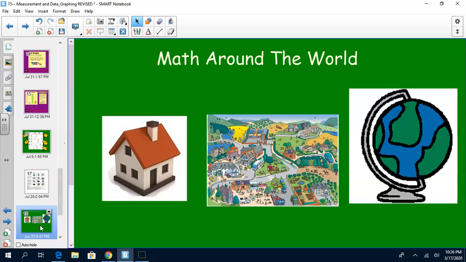What is our connection for around the world? There's many different graphs we can do around the world. What are some of those? So you could also graph the weather around the world. There's lots of things. You could graph people's interests. You could graph lots of different things.